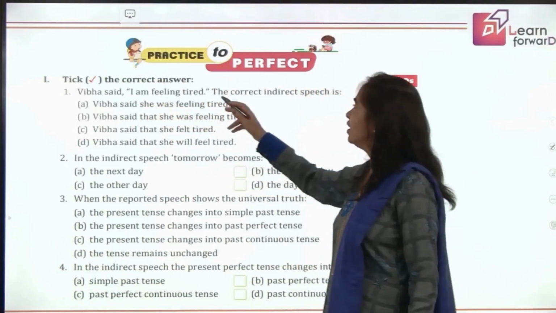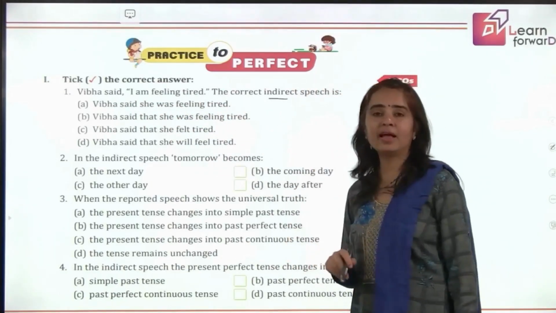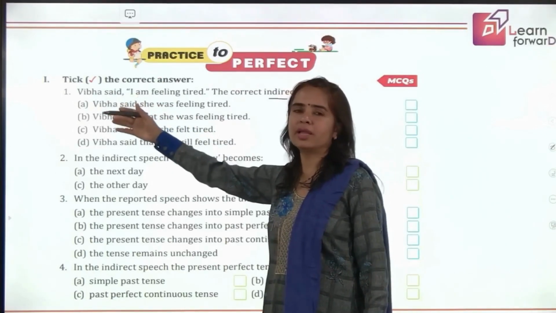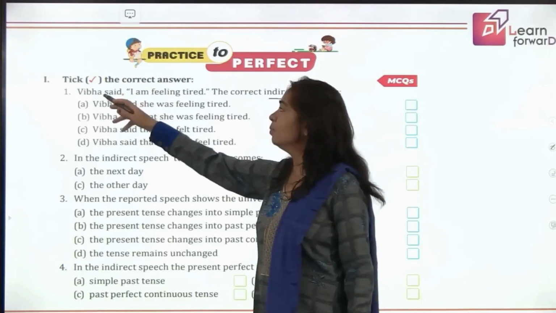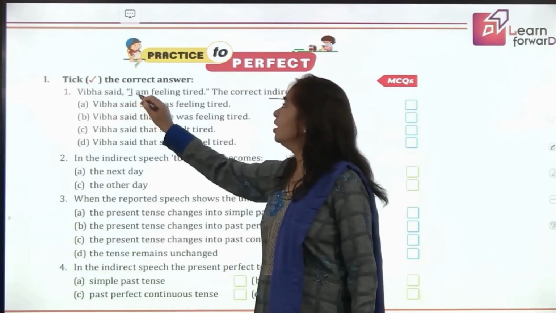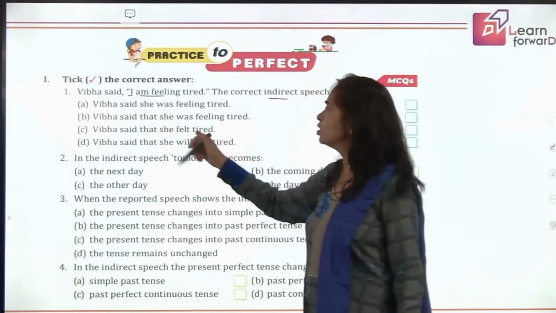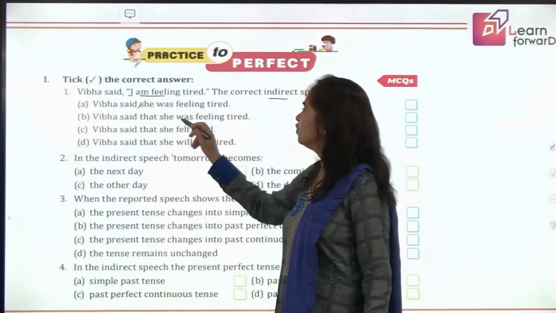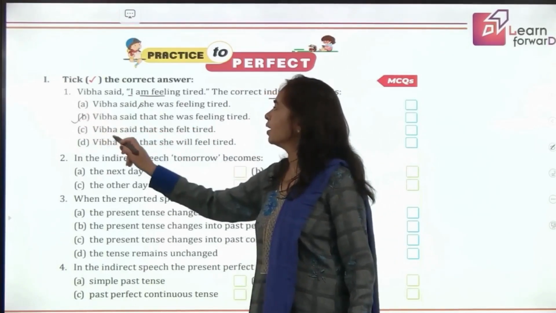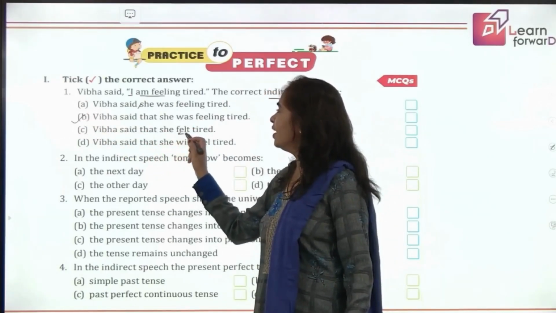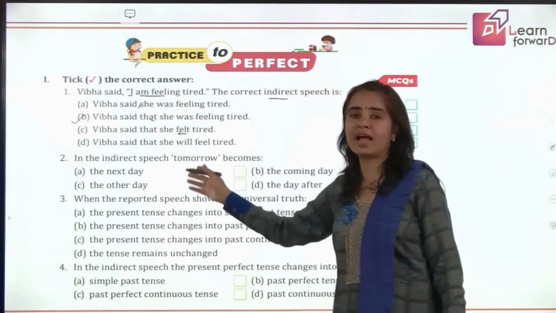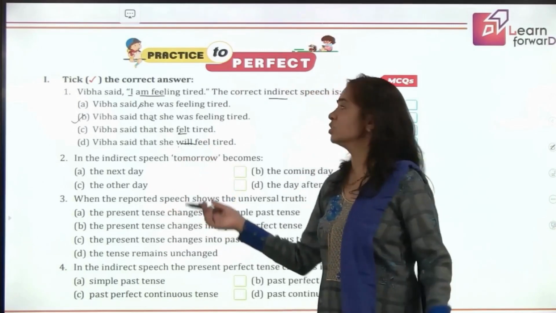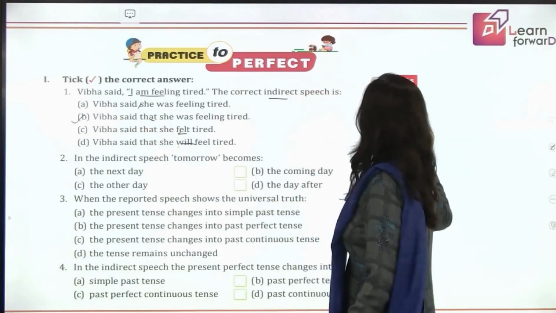Vibha said, I'm feeling tired. What is the correct indirect speech of this? Let us try to do it without looking at the options first. Vibha said that she was feeling tired. So do you have that option here? Oh, that is missing here. Vibha said that she was feeling tired. Yes, this is correct. Vibha said that she felt, no, because this is present continuous, it has to change to past continuous. Vibha said that she will feel tired. Of course, it's not correct. So B is the correct option.